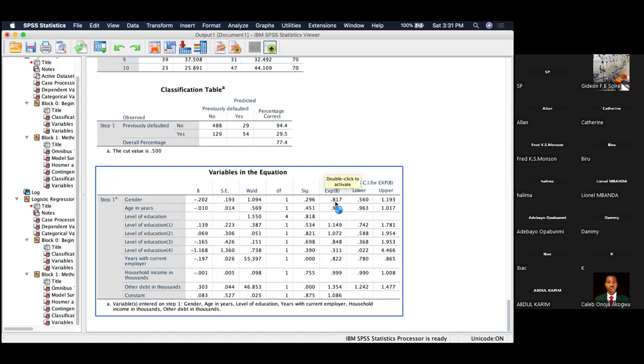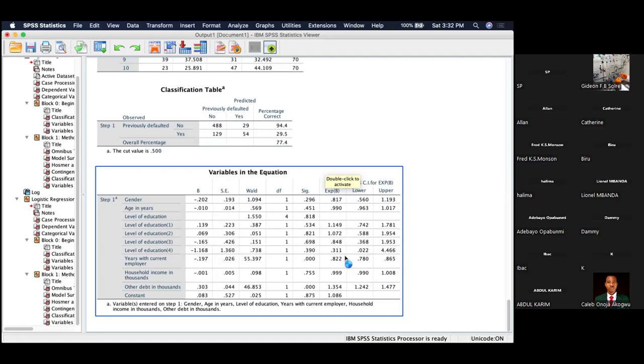So meaning that a unit increase in the IV decreases the probability of defaulting by this value. So when it's less than 1, it means it decreases. But when it's greater than 1, it means there's 1.15 times, or a 15% increase in the odds of the event happening, given this level of education. So that's how you explain odds ratio.